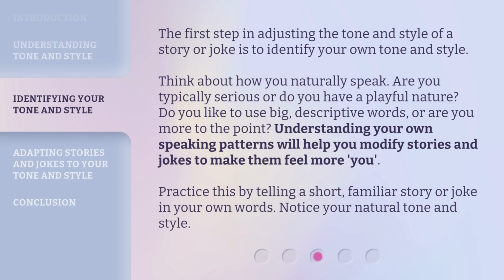The first step in adjusting the tone and style of a story or joke is to identify your own tone and style. Think about how you naturally speak. Are you typically serious, or do you have a playful nature? Do you like to use big, descriptive words, or are you more to the point? Understanding your own speaking patterns will help you modify stories and jokes to make them feel more you. Practice this by telling a short, familiar story or joke in your own words. Notice your natural tone and style.